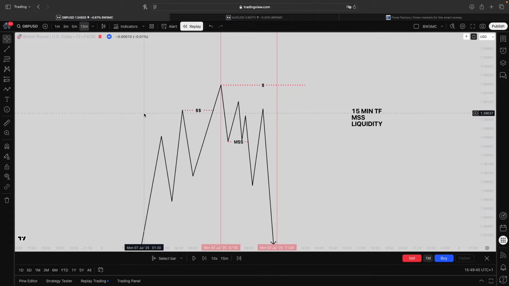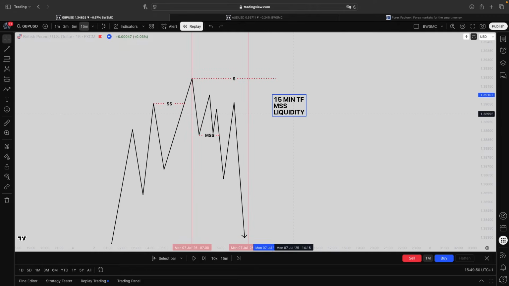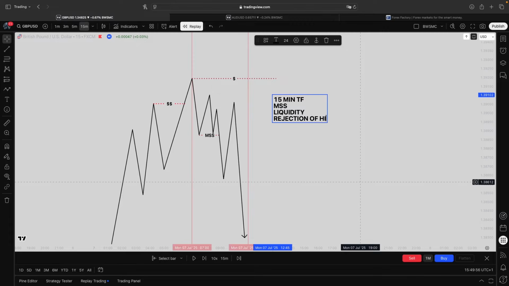Again, you can make tons of profit from it if you trade it correctly. We'll be using a 15-minute time frame. We're looking for market structure shift, liquidity, and rejection of the high or low. It's not a need to have a rejection of the high or low, but it's still good to have the entire 3-step model, because it increases your win rate and you'll become a better trader time and time again.